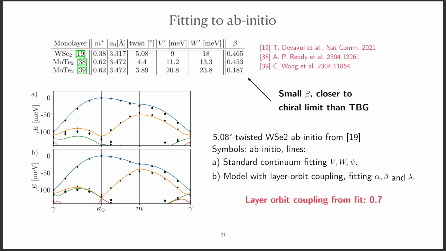And this is the data that we did our DFT fittings on. So basically what you see in the top picture is a fit without considering layer-orbit coupling, and below is a fit with layer-orbit coupling, and you see that we get a much better fit if we just allow for this additional term. And we can also see that beta, so the chiral ratio, is 0.2, 0.4, depending on the actual DFT. But it's smaller than what it is for TBG, which is around 0.8. So you are closer to the chiral limit in the TMDs. On top of that, we also see that the layer-orbit coupling is around 0.7. So it's actually quite a big number and quite a big correction in the theory. And we should definitely take that into account.